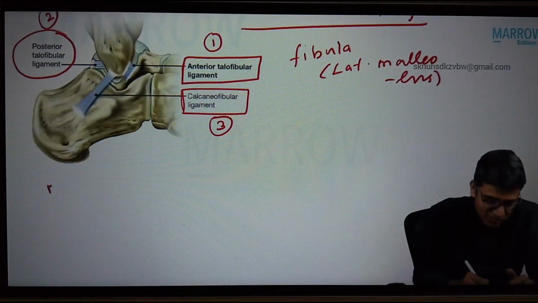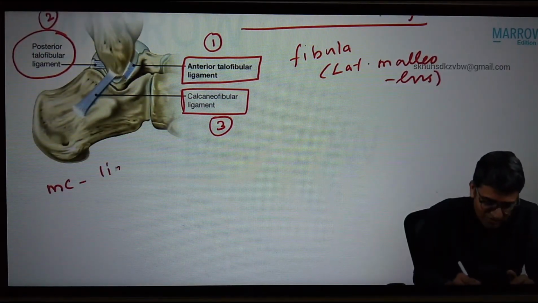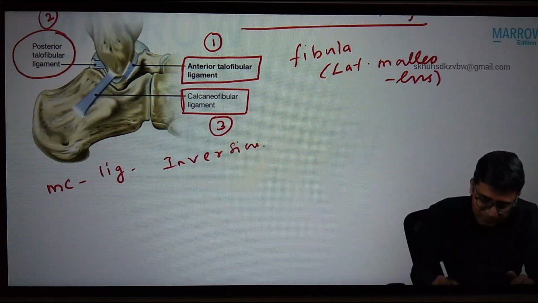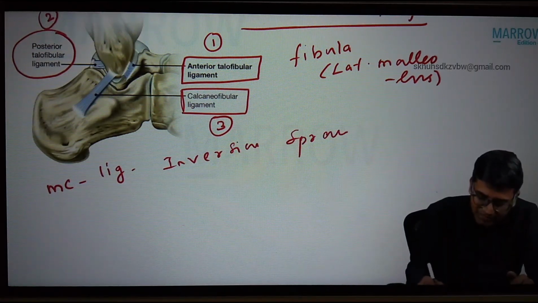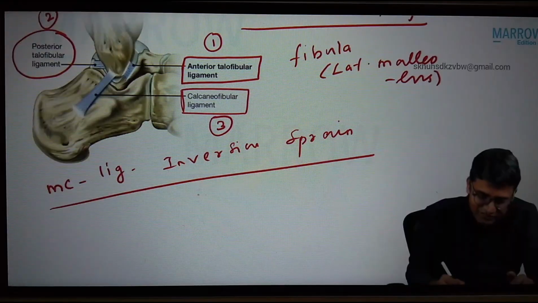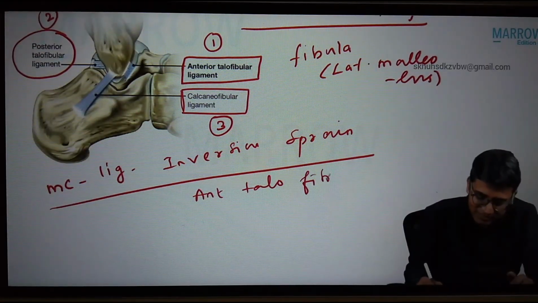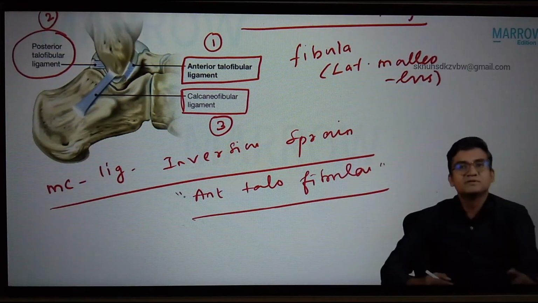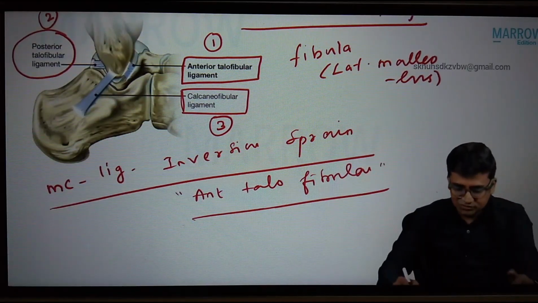Now, what is the most common ligament which is affected in the inversion sprain? The most common ligament affected in the inversion sprain is anterior talofibular. That is the ligament which is most commonly affected in the inversion sprain. Okay, right. So that's all about the ankle joint. We know the bones involved, we know the ligaments, and we know the parts of the ligaments.